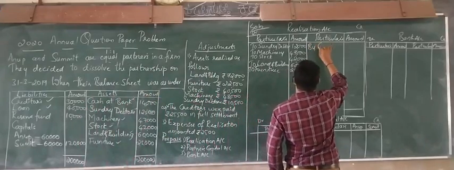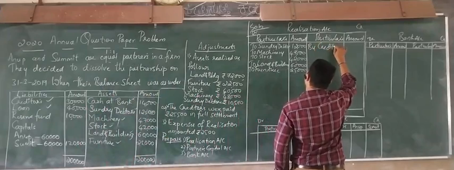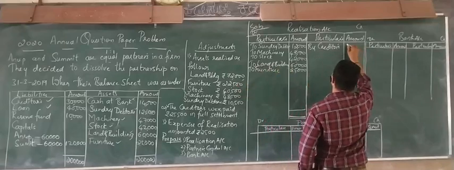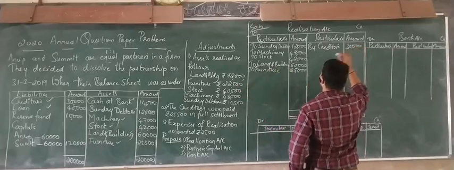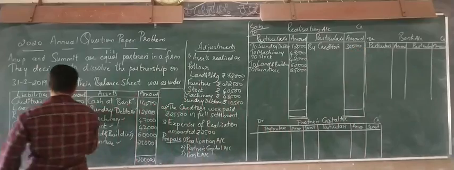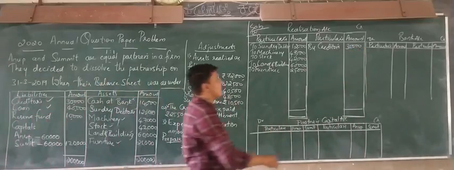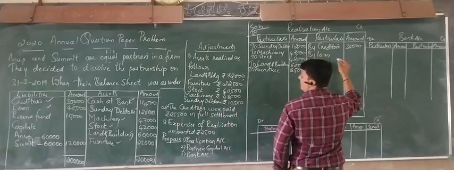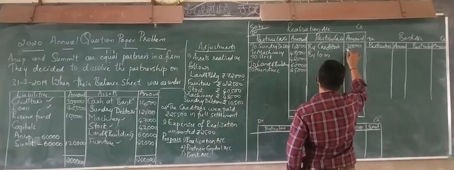By creditors. What is the value of creditors? That is 30,000. You just write it here. 30,000 and 40,000 loan. Those are the outside liabilities. By loan, what is the value? That is 40,000.